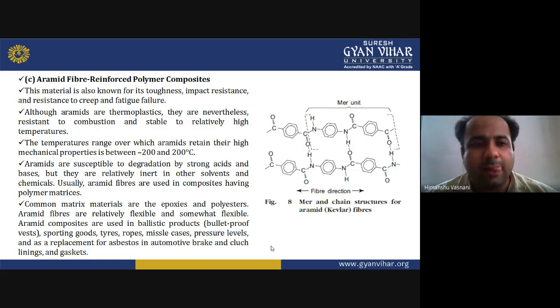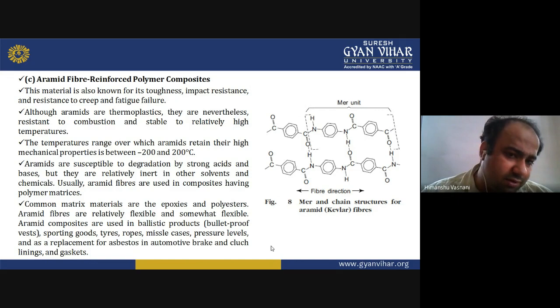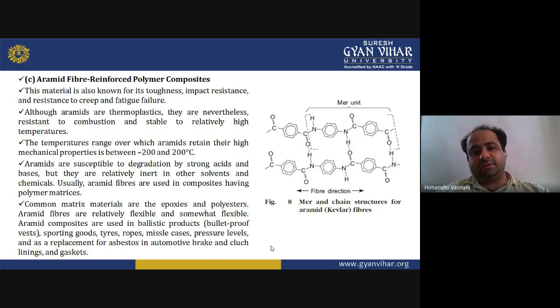Aramids are susceptible to degradation by strong acids and bases, but they are relatively inert in other solvents and chemicals. Usually, aramid fibers are used in composites having polymer matrices. Common matrix materials are the epoxies and polyesters.